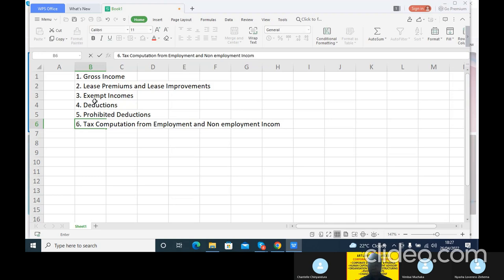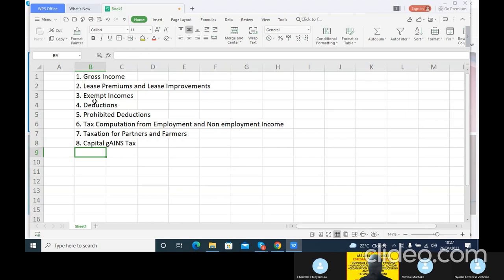We've done seven, taxation of partners and farmers. Eight, we've equally done capital gains tax. And nine, which is today, we want today to do VAT. And 10, we want to do tax administration. So we want to finish the syllabus today.